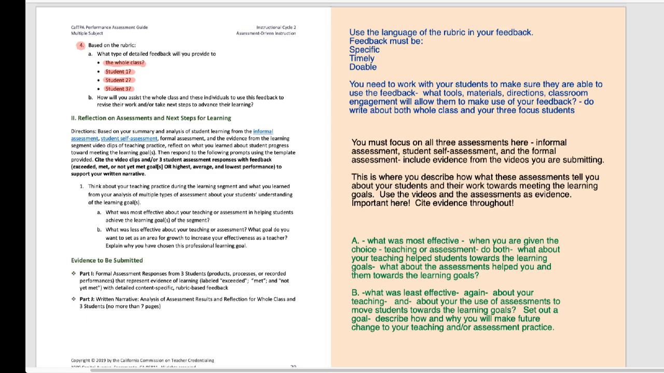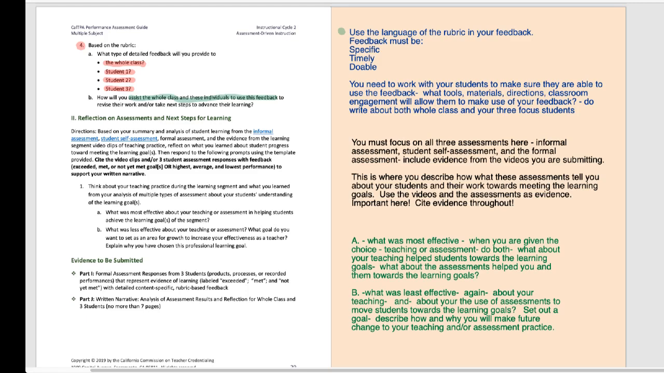All right? And the next piece about this is, how will you assist the whole class and these individuals to use the feedback to revise their work in order to take next steps to advance their learning. Okay, so this is support to use feedback. And let's look over here on the right-hand side. Maybe this will help. Okay, when you're thinking about the feedback, you want to use the language of the rubric in your feedback. Okay, so whatever learning goal you have, make sure you're using that type of language in your feedback to your students, because then you're getting back on the same page with them.